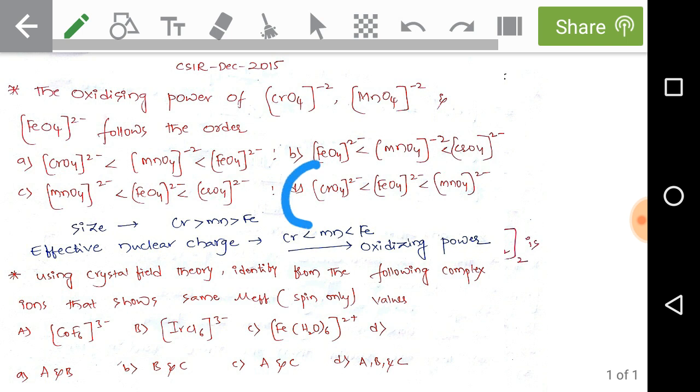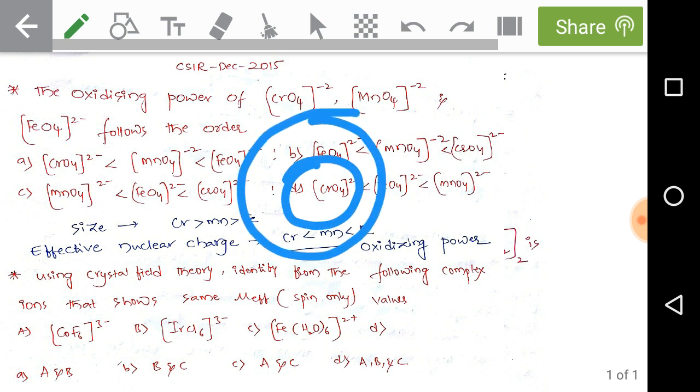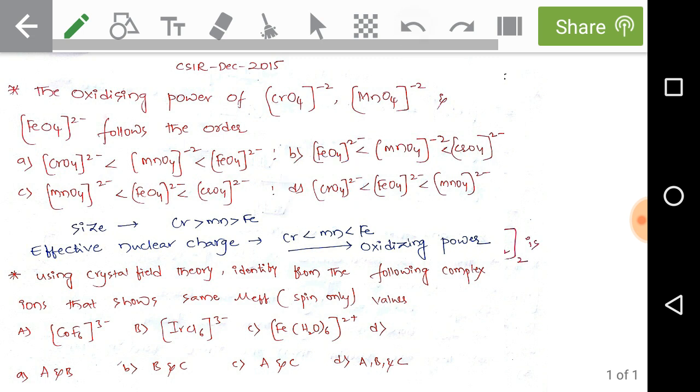That means whenever size is less, the nuclear attraction is more on the outer shell orbitals. In that case, it is ready to abstract protons from the outer atmosphere onto that particular element or metal. So whenever the size of the metal is less, the effective nuclear charge is more. In that nature, that particular metal acts as an oxidizing agent.